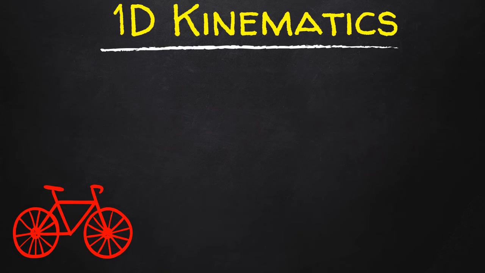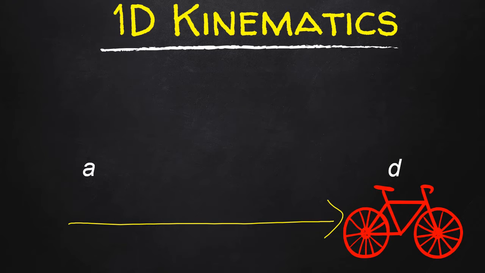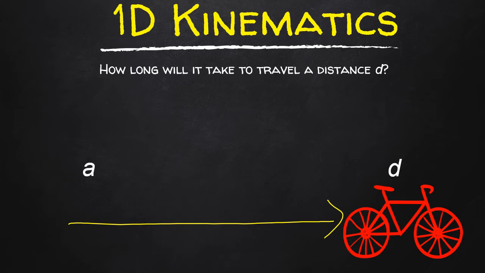Let's do a simple example with a bike that starts at rest and has some acceleration a. Let's suppose that bike travels a total distance of d. So it starts from here, goes over there, and that's a distance d. The question is, how long did it take the bike to travel that distance?